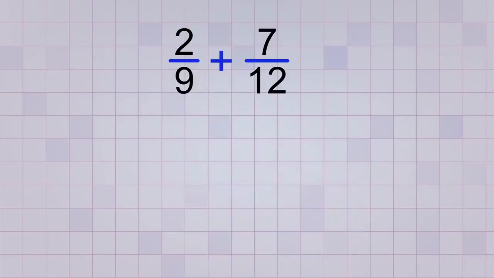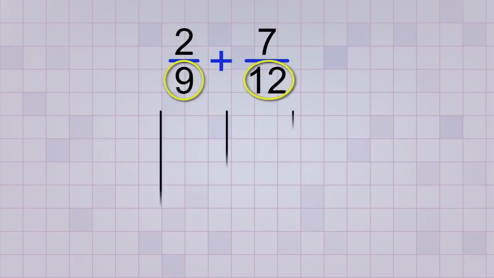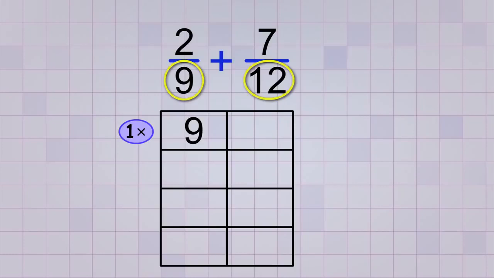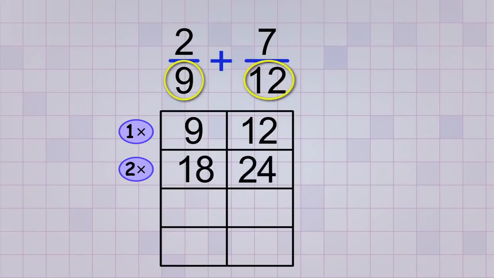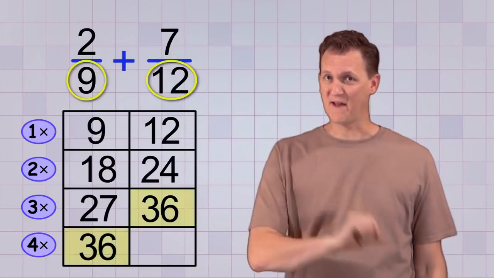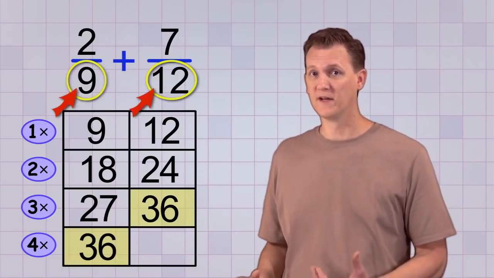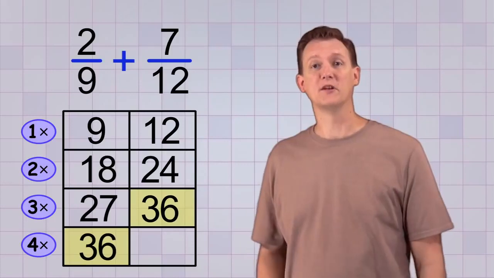Again, let's start by making a list of multiples for our two bottom numbers to look for a common multiple. 9 times 1 is 9, and 12 times 1 is 12, of course. 9 times 2 is 18, and 12 times 2 is 24. 9 times 3 is 27, and 12 times 3 is 36. 9 times 4 is 36. Aha! We found it. 36 is the least common multiple of 9 and 12. So we'll use that as our common denominator.